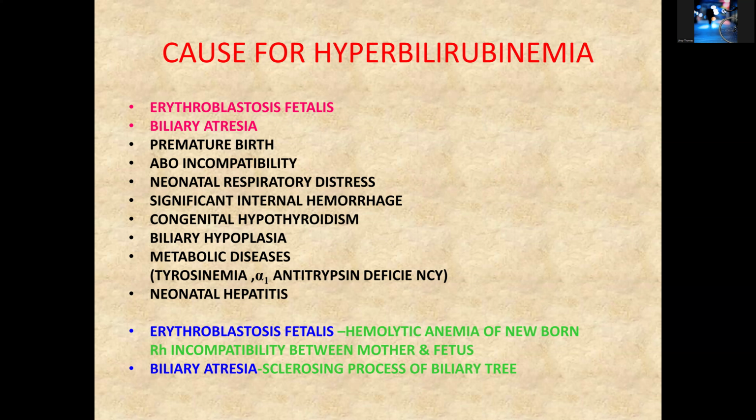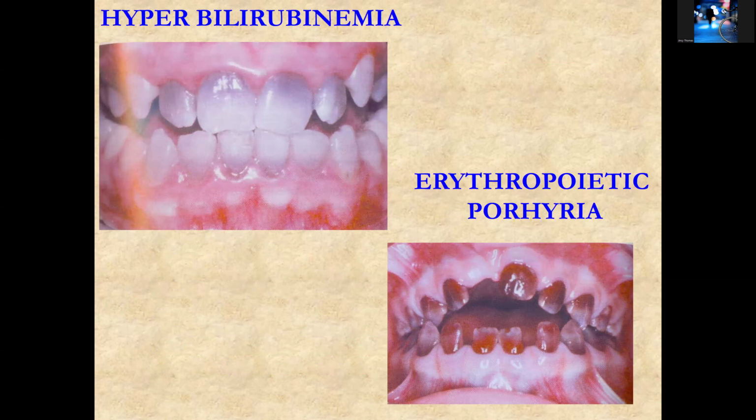Now coming to erythroblastosis fetalis, we can see that hemolytic anemia of the newborn or Rh incompatibility between mother as well as fetus is responsible for this condition. Biliary atresia means here you have a sclerosing process of the biliary tree. So in the first diagram, you can clearly appreciate that starting from the cervical 1/3 to approximately the middle 1/3, you have a slight grayish or slight greenish discoloration in hyperbilirubinemia.